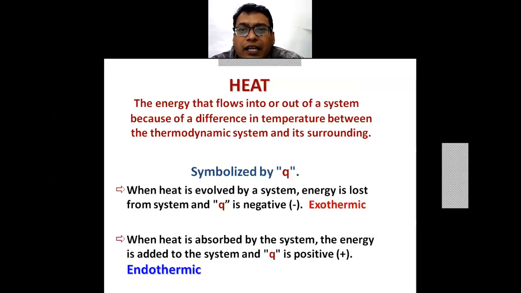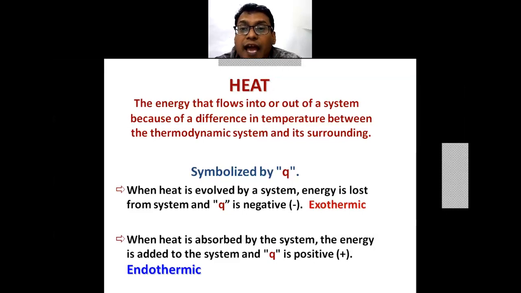So heat is the energy that flows into or out of a system because of a difference in temperature between the thermodynamic system and its surroundings. That is also one definition, including the thermodynamic system. Thermodynamics and heat transfer are two different subjects. What difference there is, we will study in the next class. However, at this time, we will take into account the thermodynamic system and its surroundings.